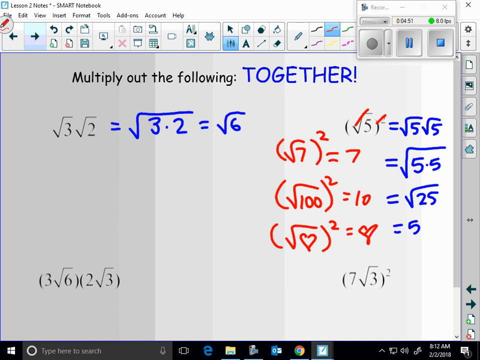Okay? Whatever is under the radical will come out of the radical when you square it. That only works with a square and a square root, though. Okay? Or a cube and a cube root. We'll get to that later, though. Okay, let's talk more multiplication.